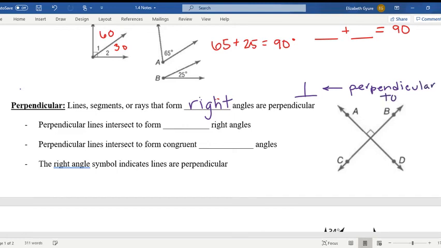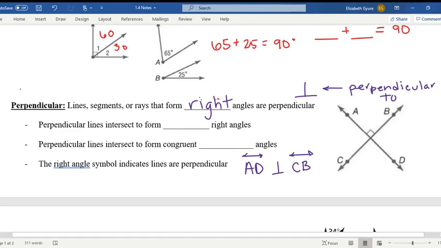So if I wanted to say line AD is perpendicular to line BC, it would look like this. You would put your line AD with your double-sided arrow, put your upside down T for perpendicular to, and then line CB, again with your two-sided arrow. So if you were to read that, that would say line AD is perpendicular to line BC. And we know that because we have our right angle box.